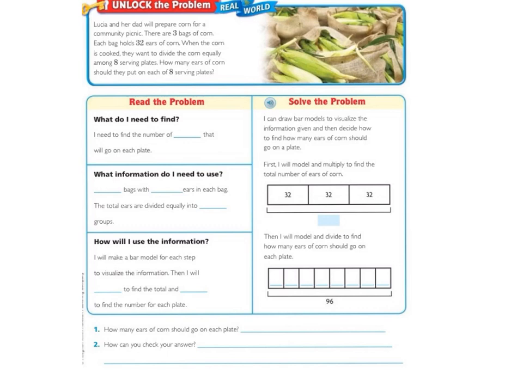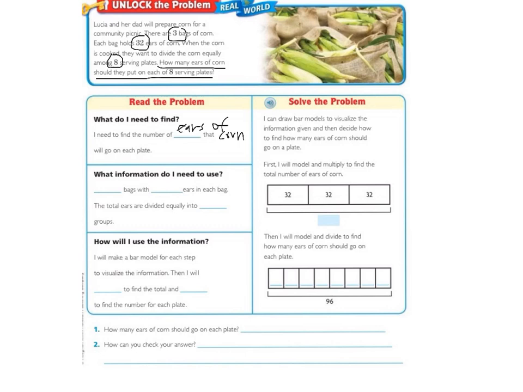Well, we need to know this last question here. About how many ears of corn will they put on each plate? We need to know that there are 8 serving plates and there are 32 ears of corn, and each of those are in 3 bags. All right, so what do we need to find? Well, that's what we underlined. We need to find the number of ears of corn that will go on each plate.